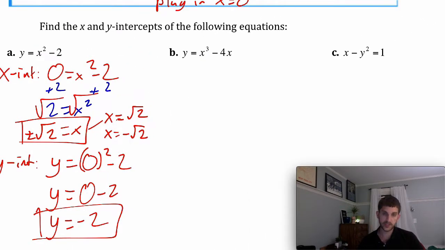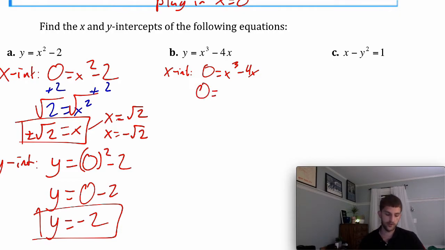On letter B, let's try the same thing. Let's start with the x-intercept again. So we have 0 equals x to the third minus 4x. Now, looking at this, I don't know where to go. If I add 4x to both sides, then we've got to factor. We haven't factored yet this semester, so let's try it out.